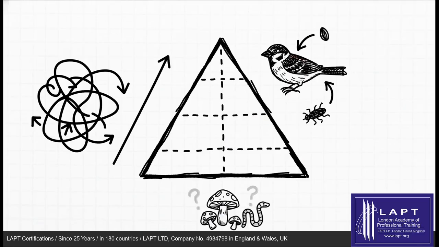First off, organisms often occupy multiple levels simultaneously. Take the humble sparrow. When a sparrow eats seeds, it's acting as a primary consumer, but the very next minute when it snatches up an insect, it becomes a secondary consumer. It completely ignores our neat architectural boundaries.